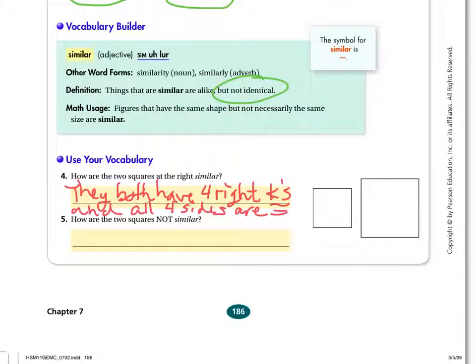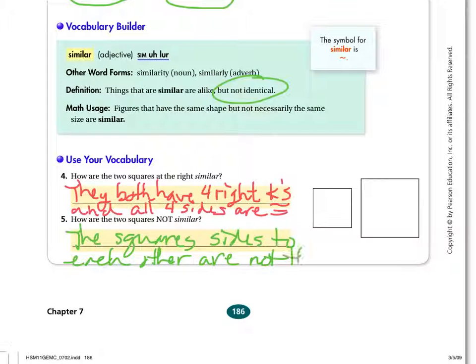How are the squares not similar? The sides are bigger. The lengths of the sides of the squares themselves are not the same, right? So these squares, sides to each other, I guess, are not the same length. You could say the ratio of side lengths are not the same. That would be a more technical math way to say that.